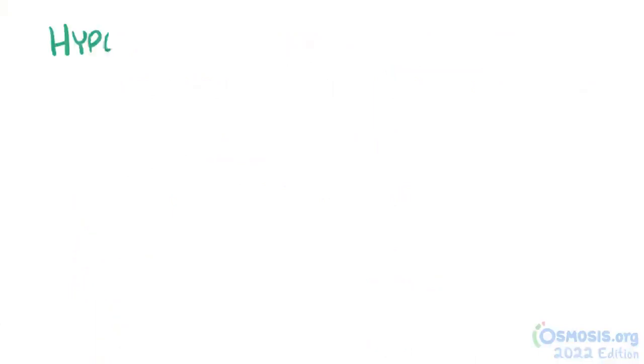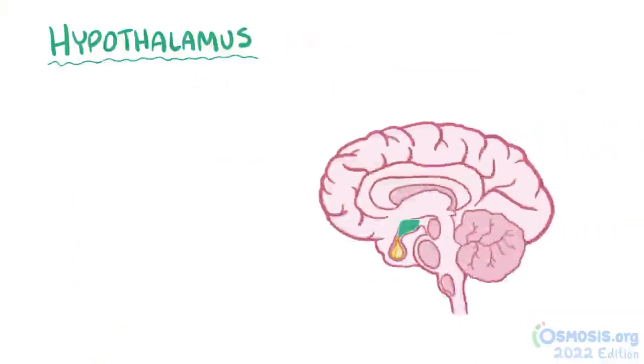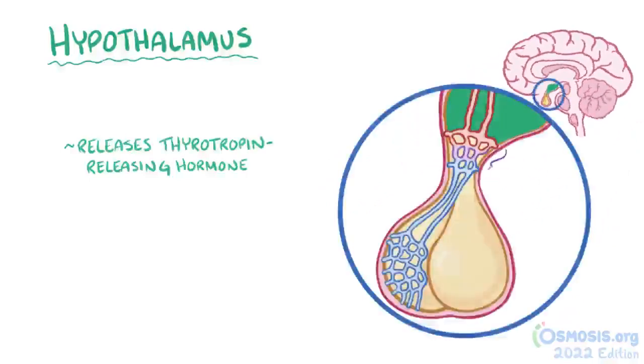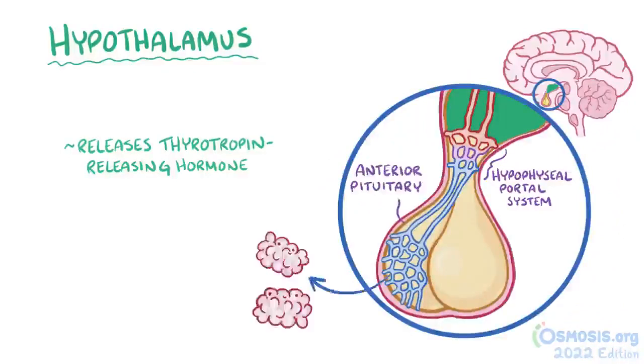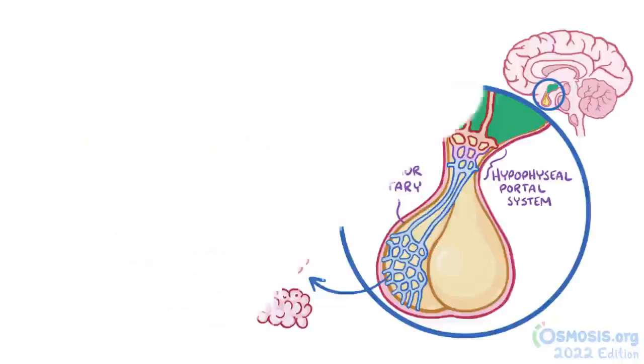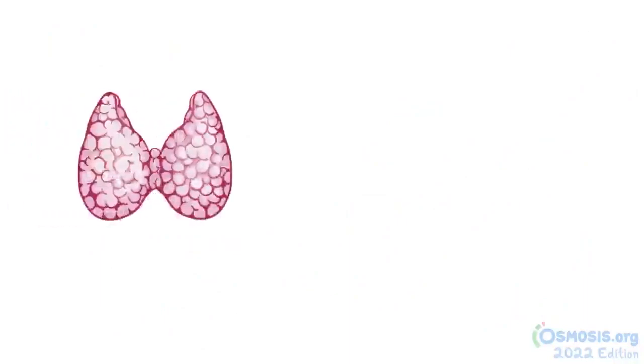Now, normally the hypothalamus, which is at the base of the brain, secretes thyrotropin-releasing hormone, or TRH, into the hypophyseal portal system, which is a network of capillaries linking the hypothalamus to the anterior pituitary gland. The anterior pituitary then releases thyroid-stimulating hormone, aka thyrotropin, or just TSH. TSH stimulates the thyroid gland, which is a gland found in the neck that looks like two thumbs hooked together in the shape of a V.